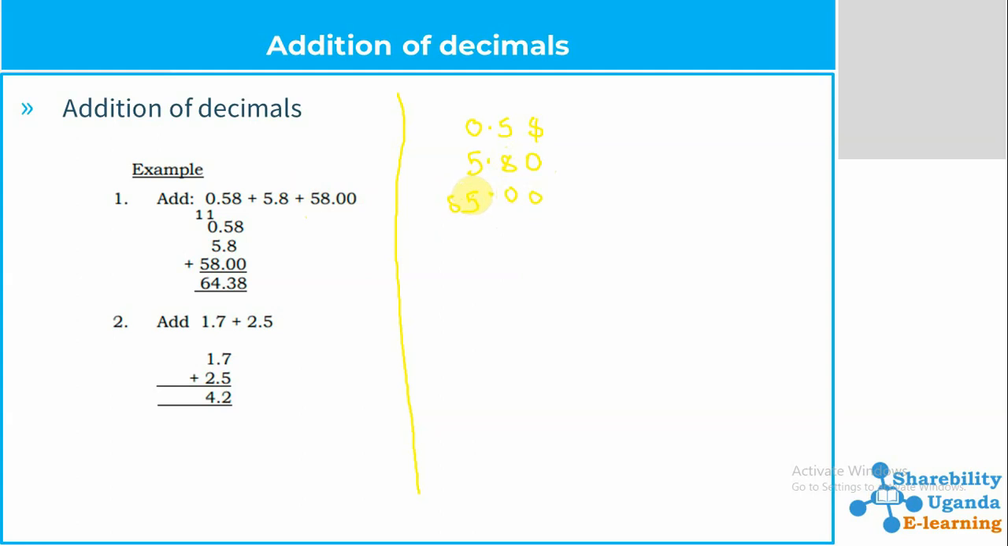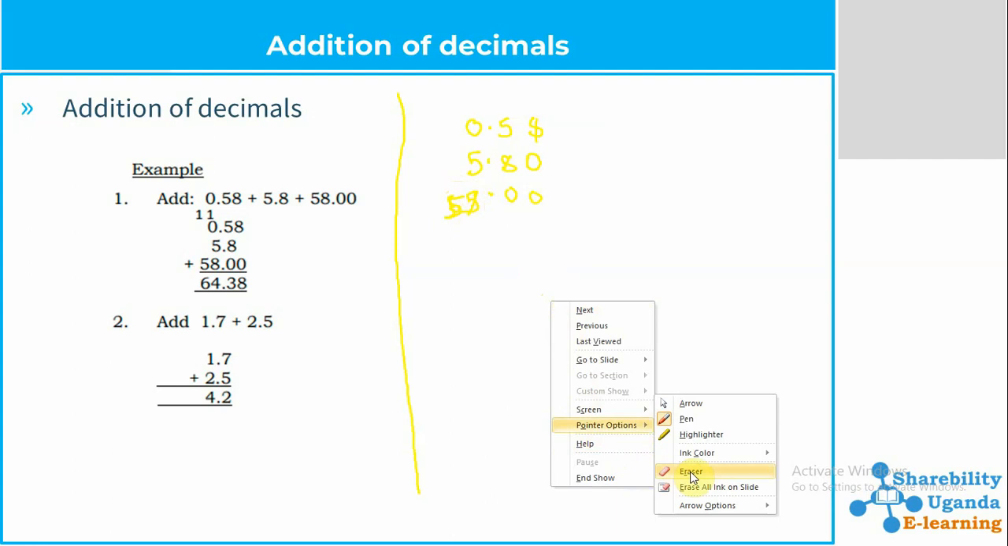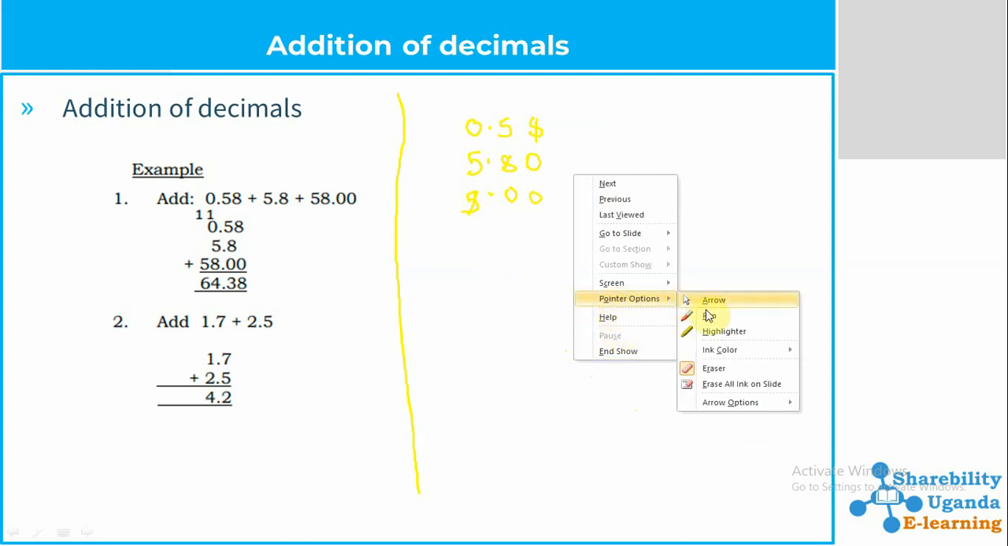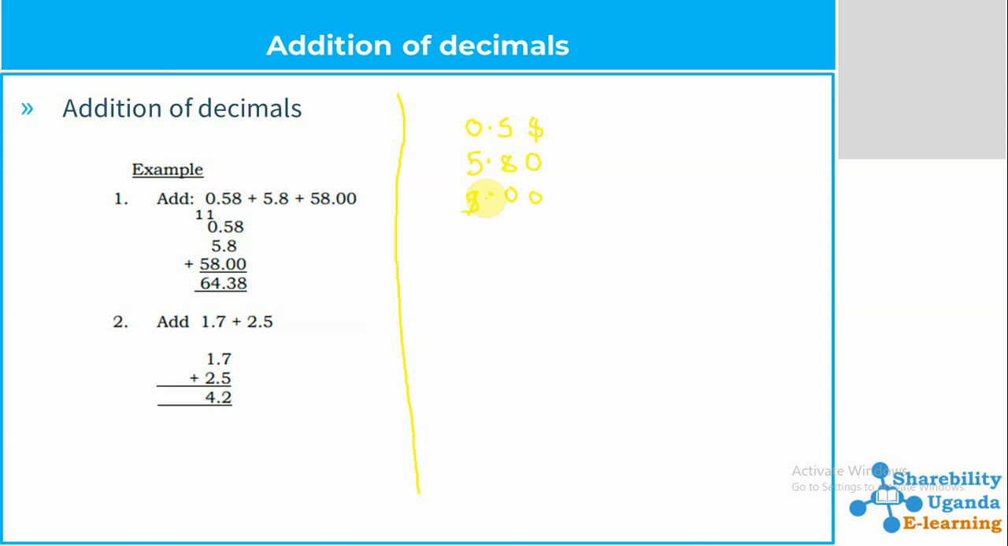Then this one is going to be 5, and here it is 58, so this is 8. Let me write it very well here. Let me first rub this out. So we are saying this should be 5, because it is 58.